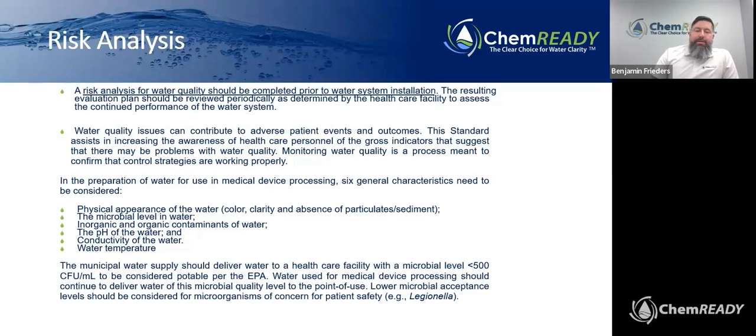The other thing to consider, and we'll talk about the types of water that this standard monitors and requires, is the municipal water supply. The city water supply should also have a microbial level of less than 500 CFUs per milliliter, and that's per the EPA standards. So in addition to your final rinse and for final sterilization processing, you also use utility water in different parts of medical device processing, and those have particular water quality parameters you have to monitor to include microbial levels.